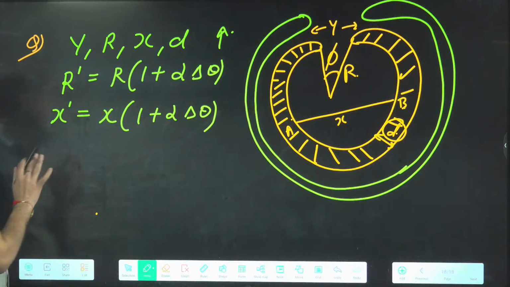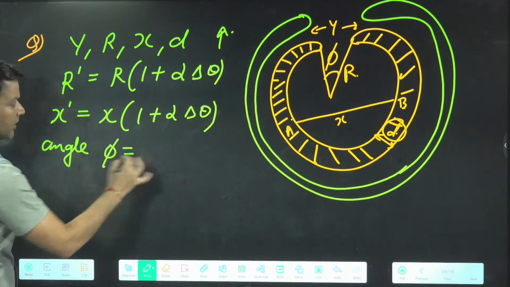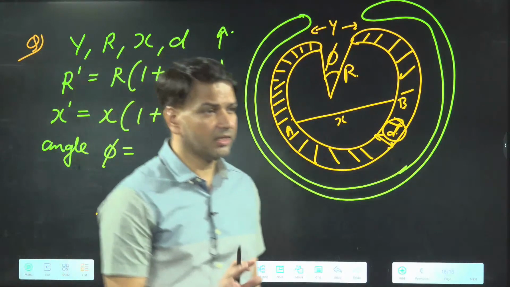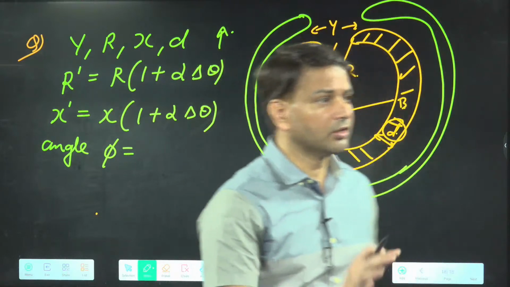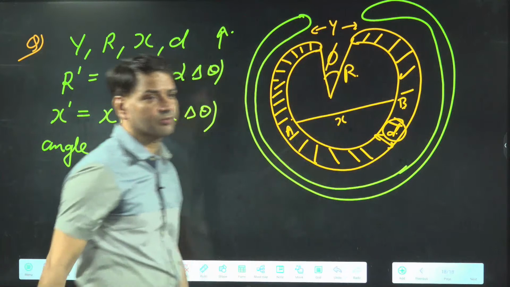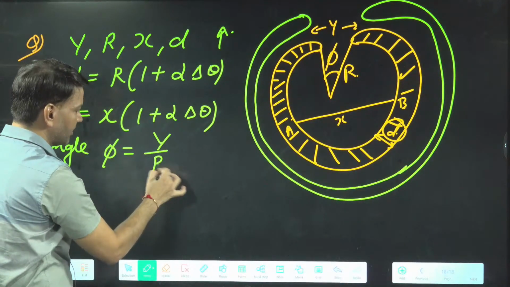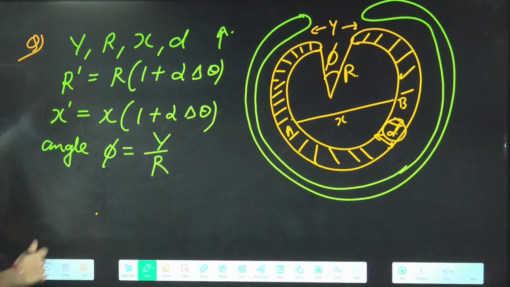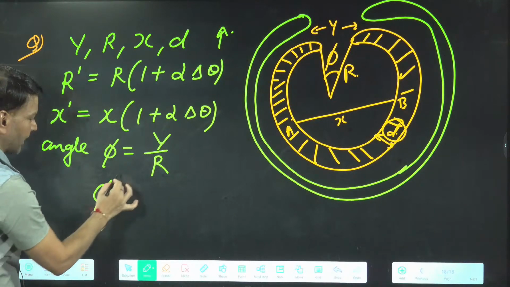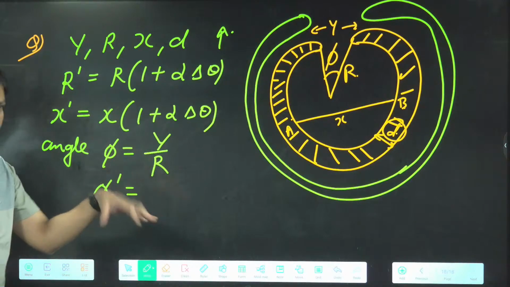Okay, got it? Now for the angle phi, we know that angle is equal to arc by radius. So what is the arc? Initial arc was y and initial radius was r. So we can say phi is equal to y by r. Now after increasing the temperature, suppose the angle becomes phi dash. So phi dash, what can I write? New y upon new r.